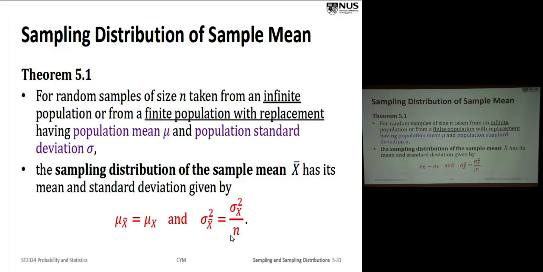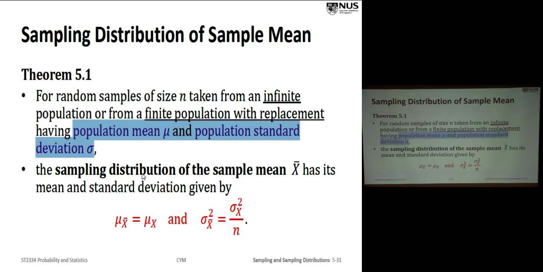So the theorem is like this. You have a random sample of size n. So you have a sequence of random variables, x1, x2, up to xn. They're independent and identically distributed, and they have the same distribution as the population. Now we take that from an infinite or finite population, with replacement. And we have a population mean mu and a population standard deviation sigma. So what that means is that the associated population distribution has a finite mean and a finite variance. Not always the case, actually.